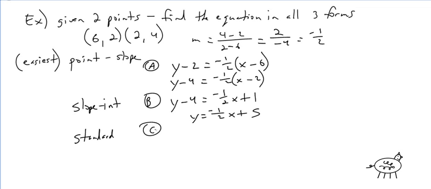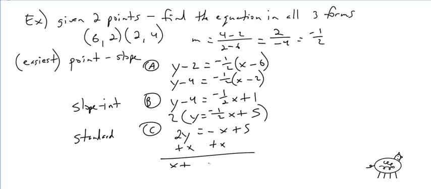And then standard form is basically you want to get that x to be a positive value, but we need to move it over, right? First thing you want to do is get rid of the fractions. So I'm just going to multiply this whole thing by 2. That gives me 2y equals negative x plus 5, and then add x to both sides, and I get x. Make sure you put your x first. X plus 2y equals 5.